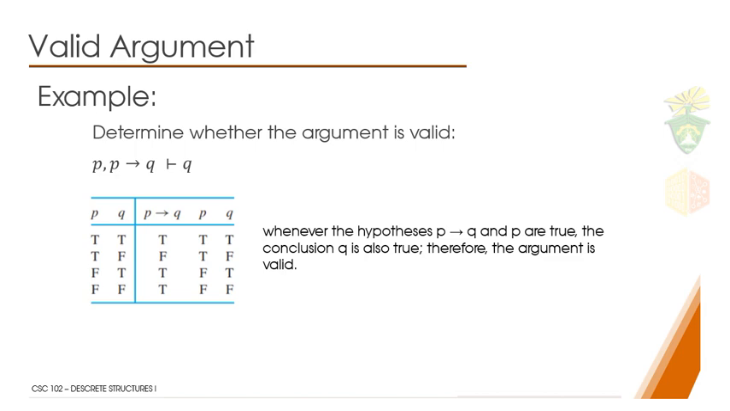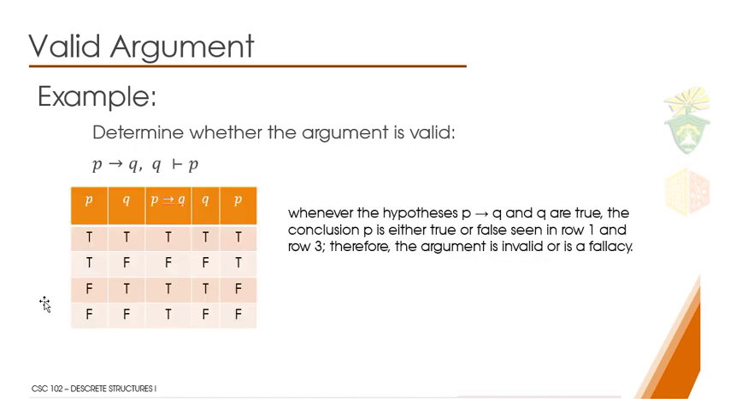Okay, next example is showing what a fallacy looks like. So here we see that if P then Q, and Q, then P. Okay? So let's determine if this is a valid argument or not. Again, we plot the possible combinations of P and Q, P then Q, and Q. As you can see, the last column is the value of P, since it is the conclusion.